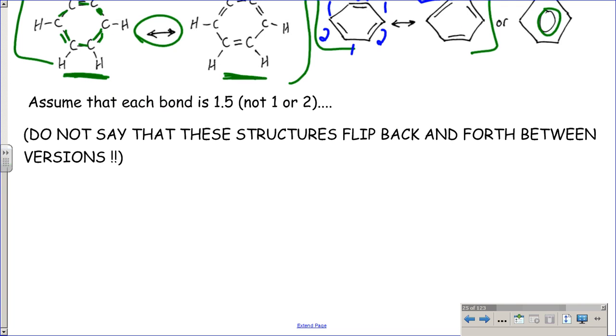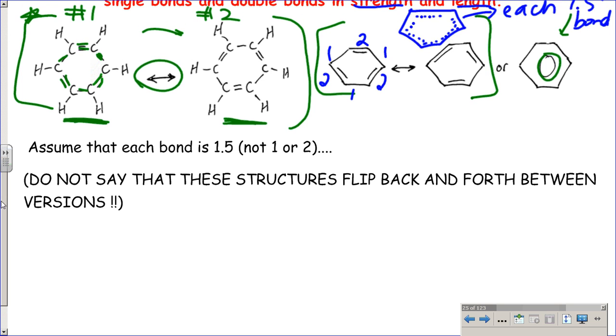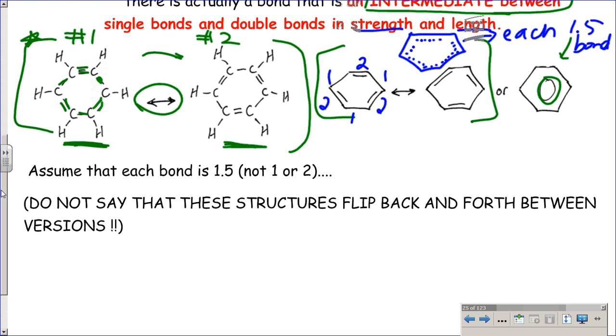And then this is a misconception as well. In the book, and sometimes even researchers, will go, oh, the resonance structures flip back and forth between these two versions. Lies. No, it's an intermediate. It has its own special drawing and special Lewis structure. We just don't draw them very prettily like this one right here.